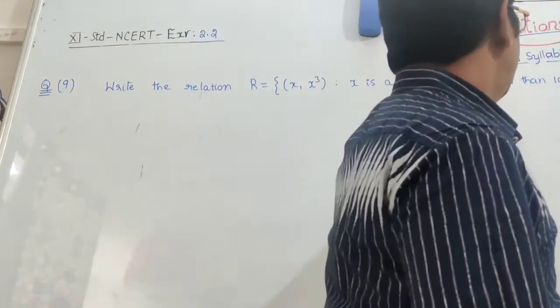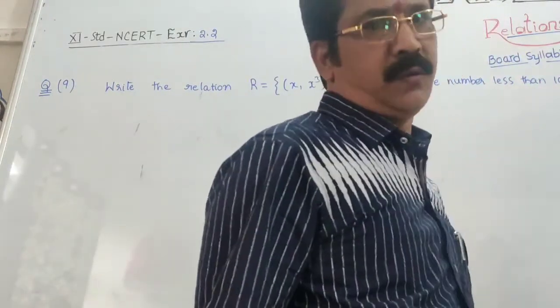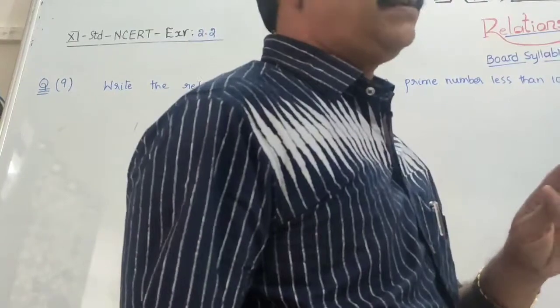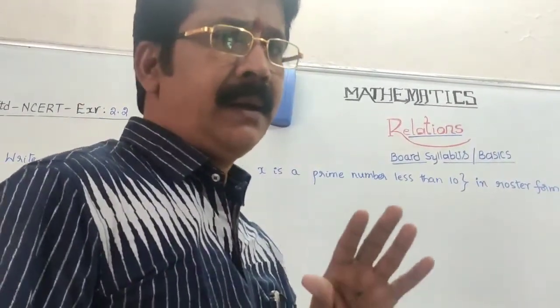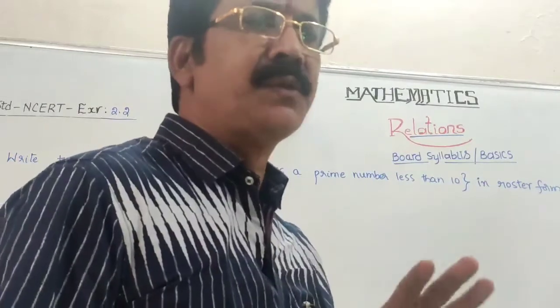Write the relation capital R equal to the set of ordered pairs (x, x cubed), where x is a prime number less than 10, in roster form. So, first I wish to explain the definition of a prime number as well as a composite number.